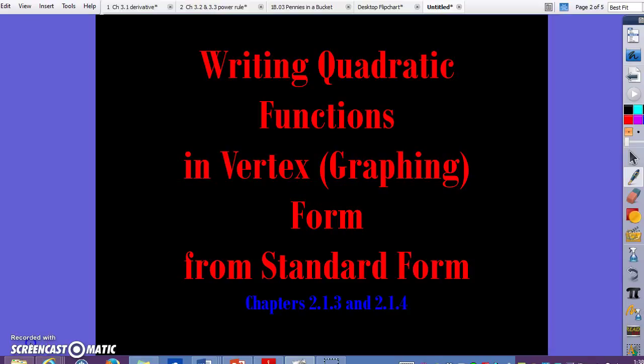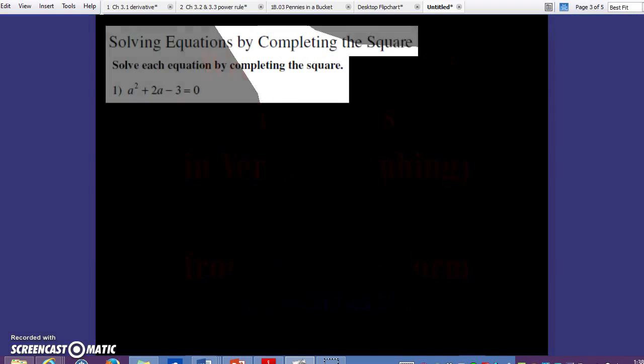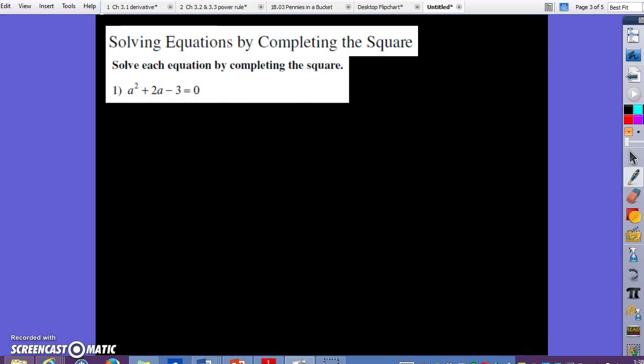This is Miss Taz. I know many of you are still struggling with being able to write the vertex form of a quadratic equation. So I'm going to go through a few problems from the worksheet that many of you already have. You can always pause if you need to. So here we go. So here's the first problem. Again, you have this worksheet, so feel free to find it if you need to.